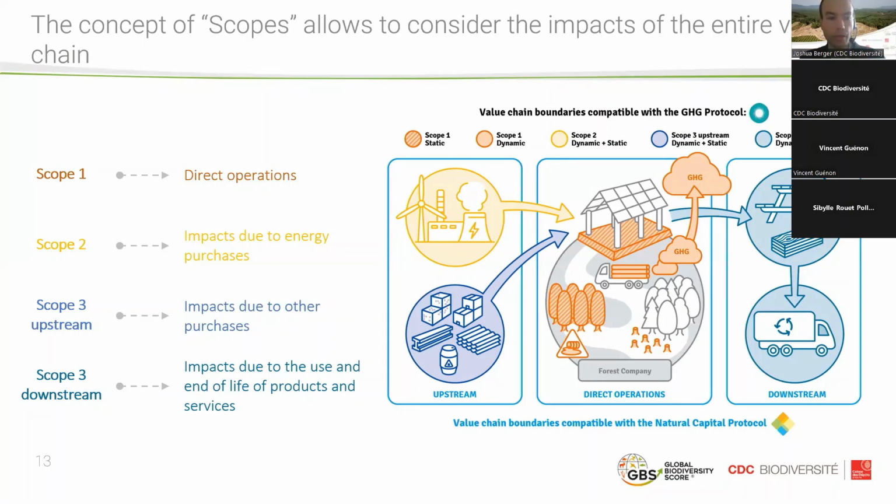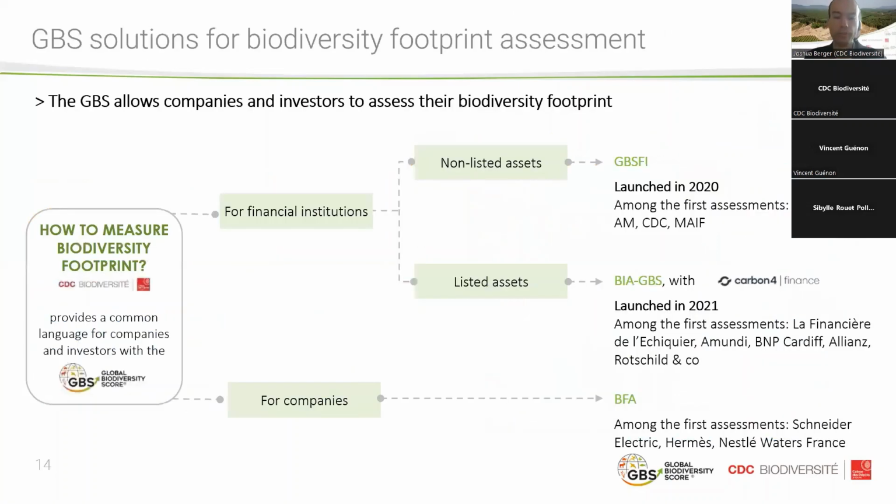And to conclude, before handing over to you for the questions, please use Mentimeter to ask the questions. So what are the solutions proposed by CDC Biodiversité to measure biodiversity impact? If you are a company, a corporate, not a financial institution, that's at the bottom. We have biodiversity footprint assessments to assess your impacts. If you are a financial institution, it depends whether it's non-listed assets, in which case we use the GBS for financial institutions, GBS FI, which is more tailor-made.